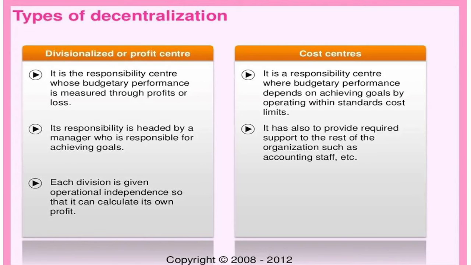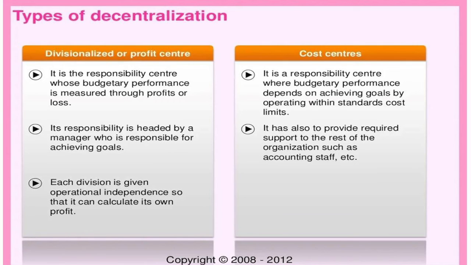Take Bajaj Electronics, having different stores in different locations. In-charges were appointed for each location. He is the responsible person whose budgetary performance is measured through profits or losses. If they want to give an award to one person, they will monitor that through the profits of such unit. Its responsibility is handled by a manager who is responsible for achieving the goals. In Reliance Trends, they can easily understand which unit is giving more profit. They will make the person responsible for bringing the organization into profits.